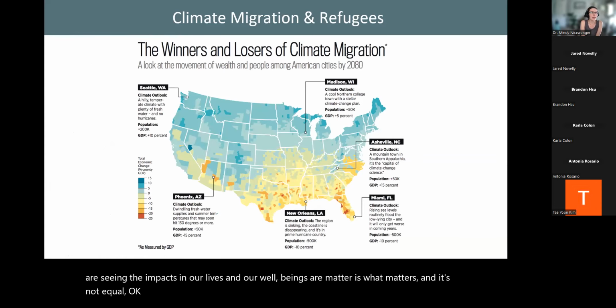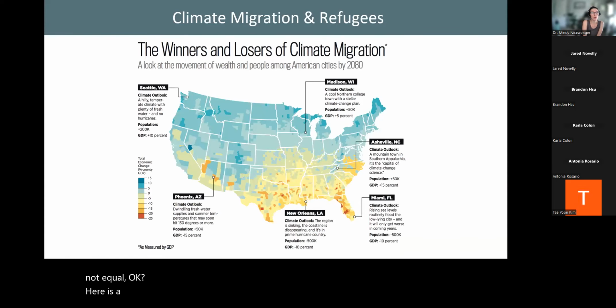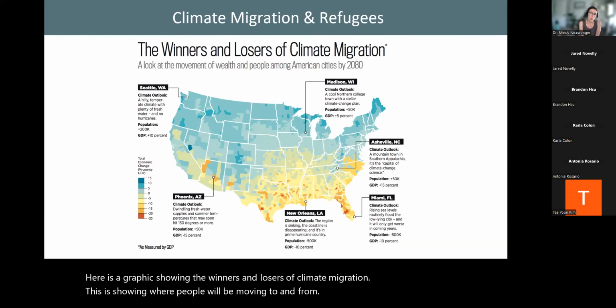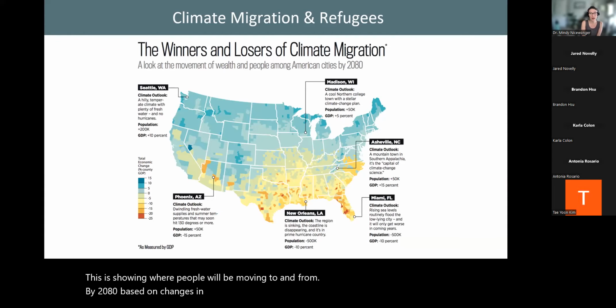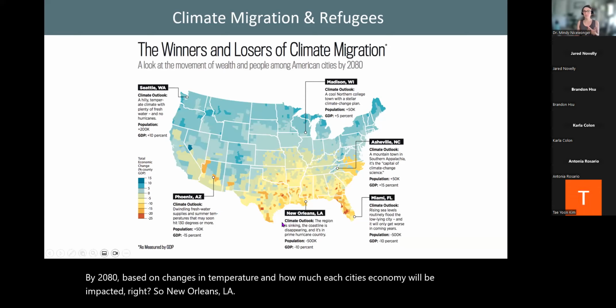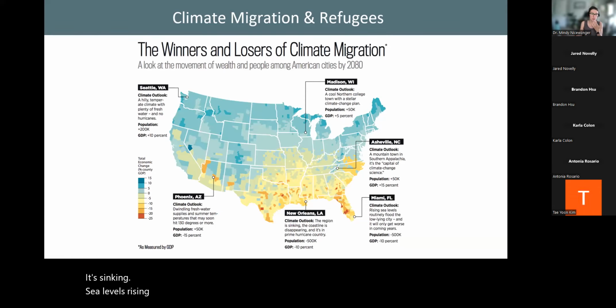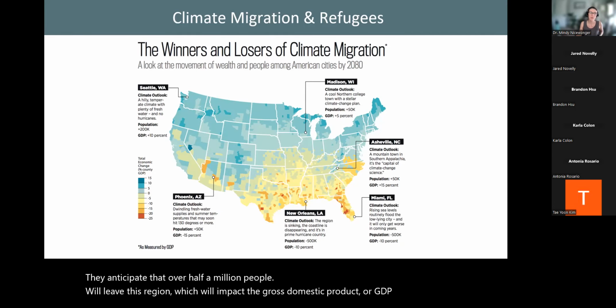Okay. Here is a graphic showing the winners and losers of climate migration. This is showing where people will be moving to and from by 2080, based on changes in temperature and how much each city's economy will be impacted. So New Orleans, Louisiana, it's sinking. Sea level's rising, prime hurricane country. They anticipate that over 500,000 people will leave this region, which will impact the gross domestic product, or GDP, the money economy, by about 10%.